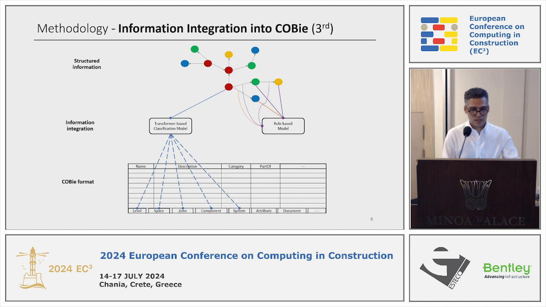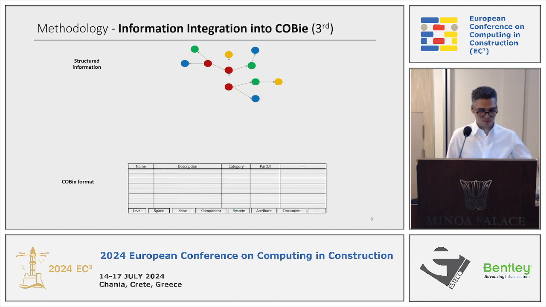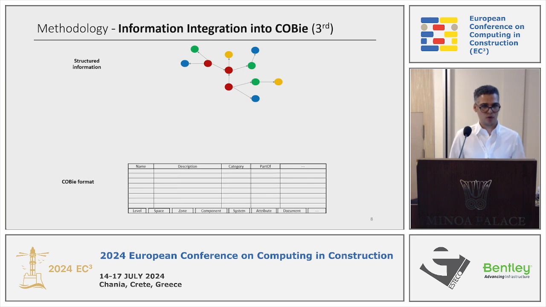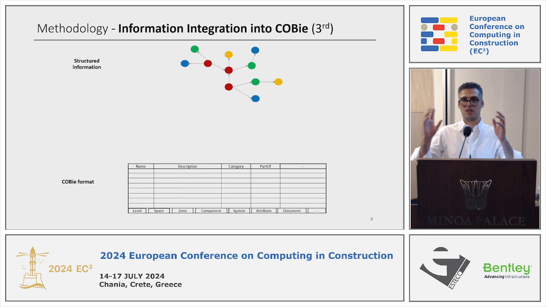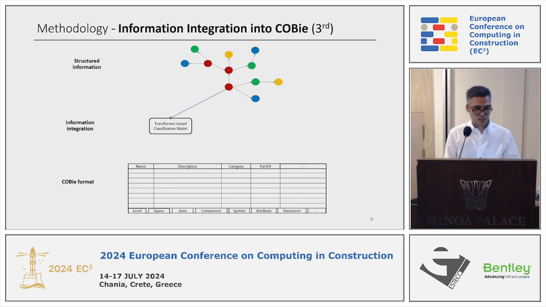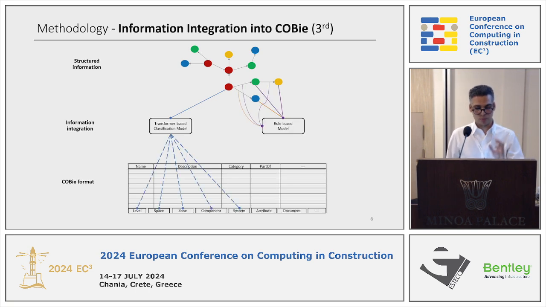So now we have the structured information, we have the COBie format, and we need to integrate the structured information inside the COBie format. A classification model will be used to identify each object sheet, and then a rule-based model will be used to insert the information related to each object inside this sheet or inside another sheet related to this object.